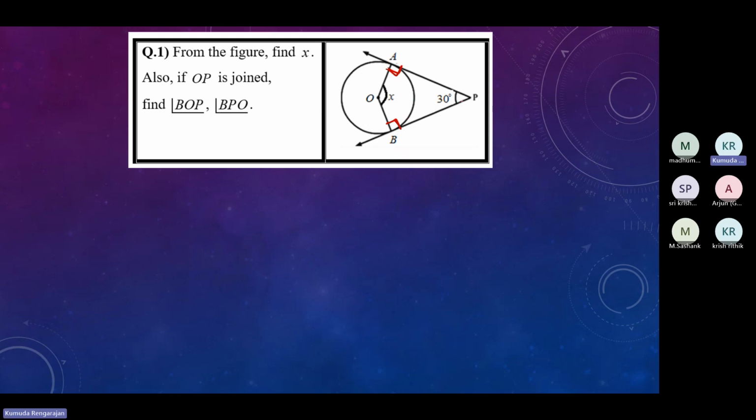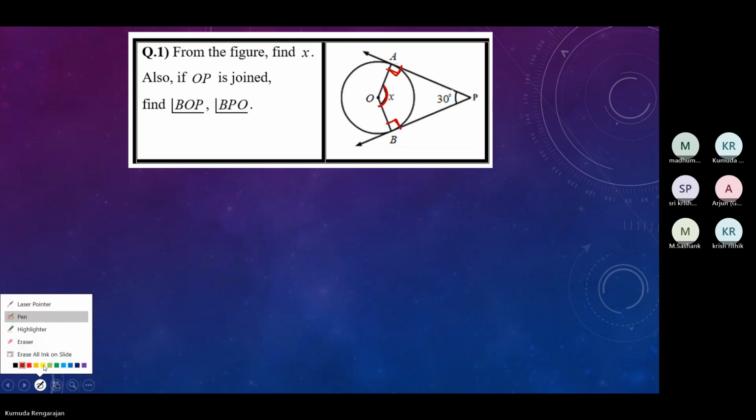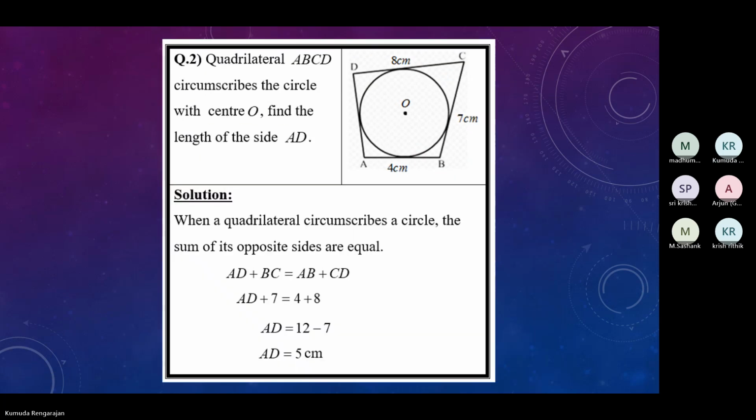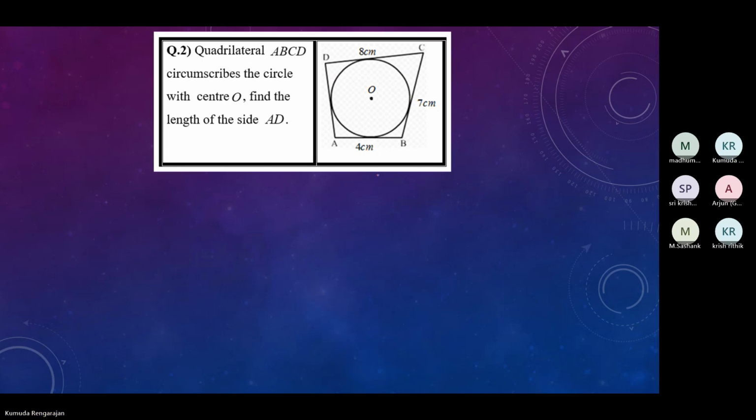So that means x plus 30 is also 180. So like that you can find x. x plus 30 is 180. So this is by the result we just discussed.